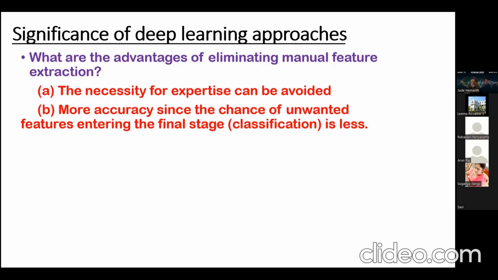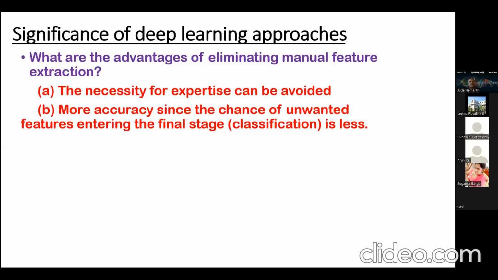Right? So the necessity for expertise when you go for manual feature extraction can be avoided in deep learning. Why? Because you are not going to do the feature extraction process. The system itself will take care of that. And as a result, because human beings are prone to make mistakes in feature extraction, when your methodology is good and you go for automated feature extraction, we say there is more chance of accuracy.